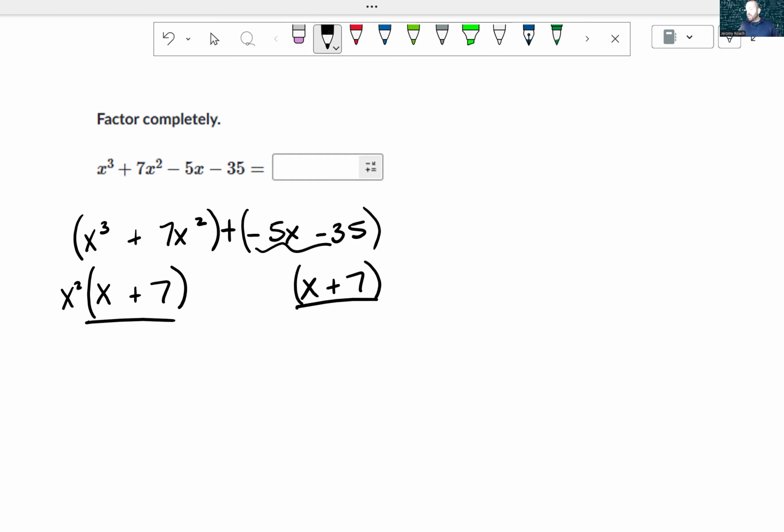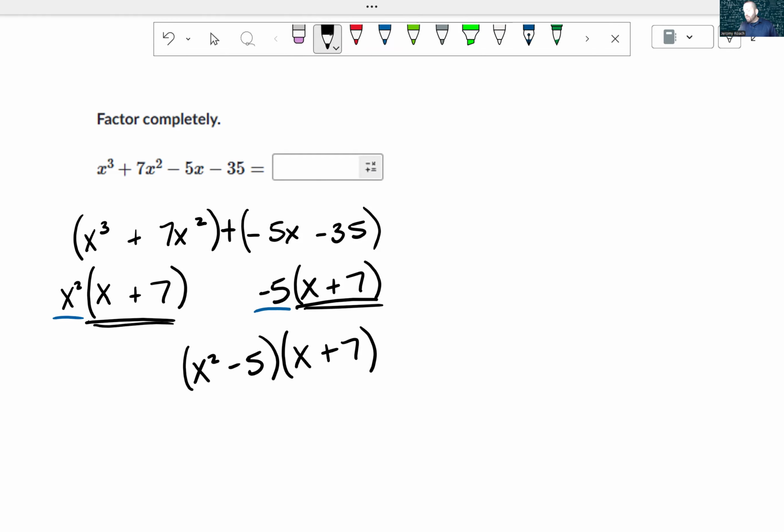Now we're going to check over here what makes this true. So what times x is negative 5x? That's negative 5. And if we did negative 5 times 7, do we get negative 35? Yes, we do. So now that we have these two groups, we merge them together. This is x plus 7. And then we write these two other parts on the outside here, x squared minus 5. And that's our final answer for factoring this.